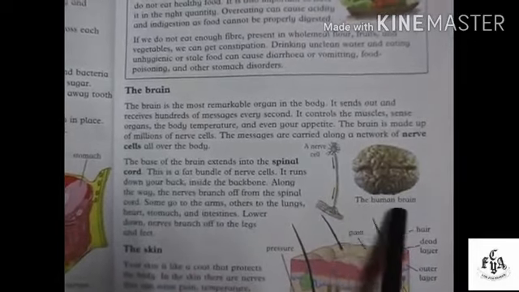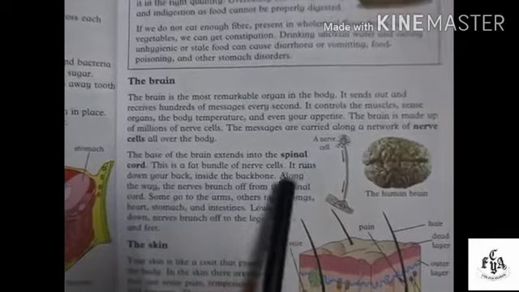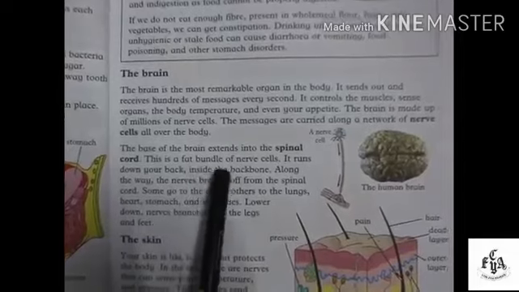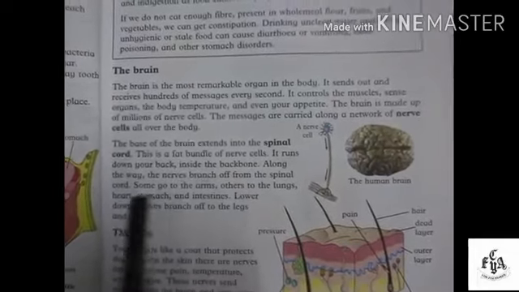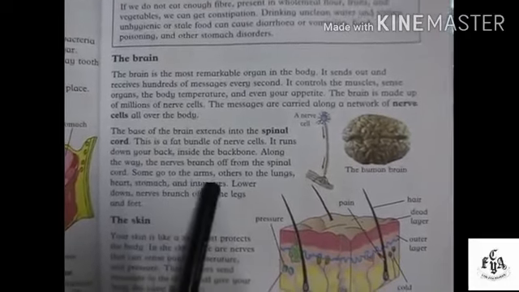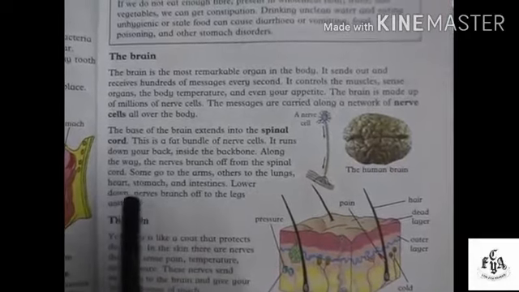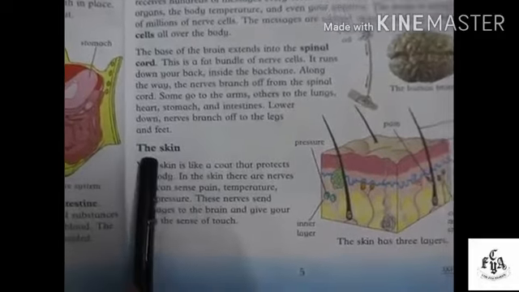In the picture you can see this is a human brain. The base of the brain extends into the spinal cord. This is a flat bundle of nerve cells. It runs down your back inside the backbone. Along the way, the nerves branch off from the spinal cord. Some go to the arms, others to the lungs, heart, stomach and intestine. Lower down, nerves branch off to the legs and feet.